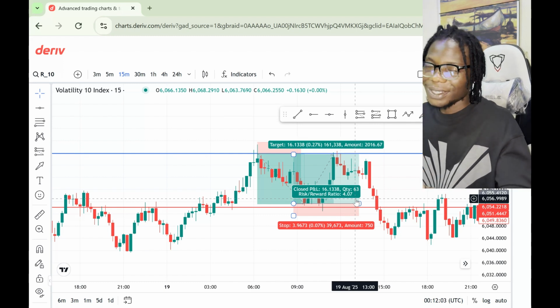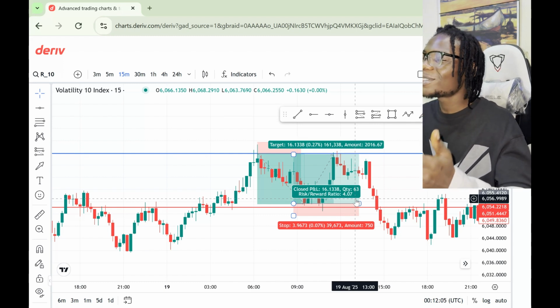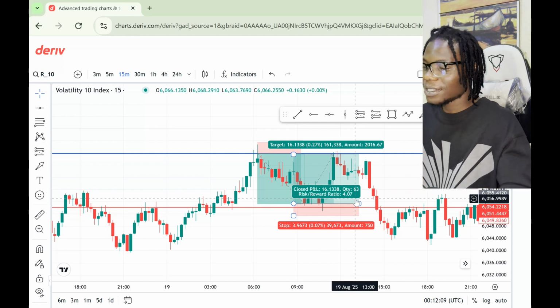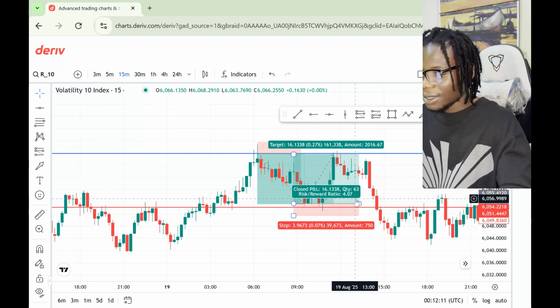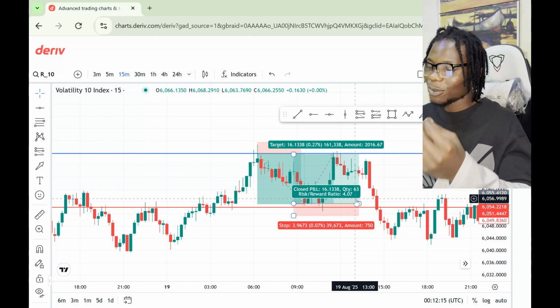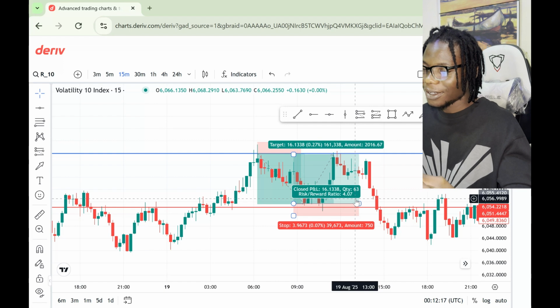And peace. Make sure you are neutral in every aspect on this chart. Anytime you are coming to the chart, always tell yourself, I'm neutral, I'm neutral, I'm neutral.